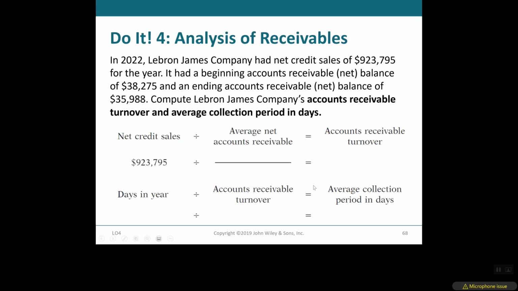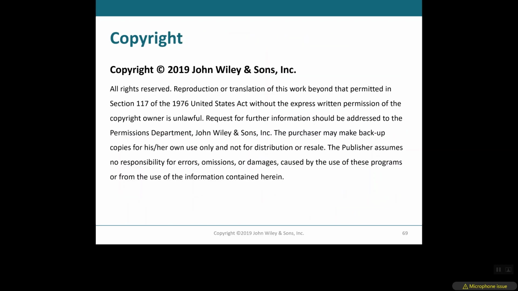Okay, so still the formula. Net credit sales, that's what we have. And then the average net accounts receivable, we add our beginning plus the ending, divided by 2, and that gives us 24.9 times. And then days in year, the 365 divided by 24.9 times, and that gives us 14.7 days.